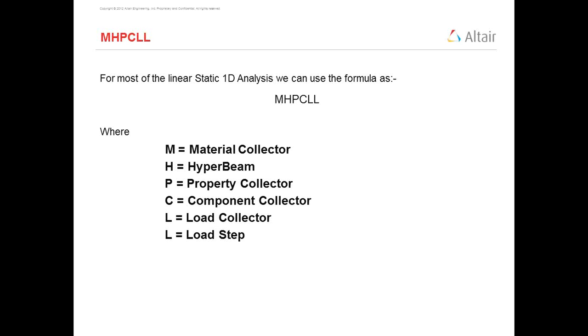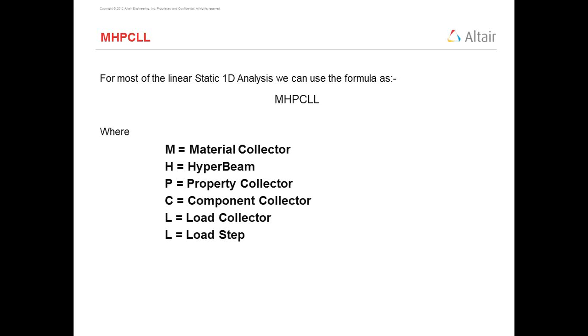Then P stands for property collector, where we define the physical properties of the element like cross section area, moment of inertia along x axis and y axis, or polar moment also. Then C stands for component collector, where we assign the property and material to the appropriate component, and in the component my geometry and meshing will be there. So my elements are present in the component collector, so we define a proper property and material to the component collector so that my elements will also get assigned.